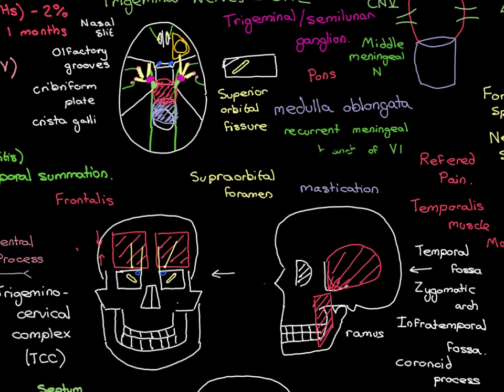And the normal reason that you get referred pain is because of this concept of convergence of primary nociceptive afferents onto secondary nociceptive afferents, which means that the brain can't actually tell the difference. So let me explain this in a little bit more detail. So we have now discussed where the primary nociceptive afferents that innervate the meninges are going to get into the central nervous system.